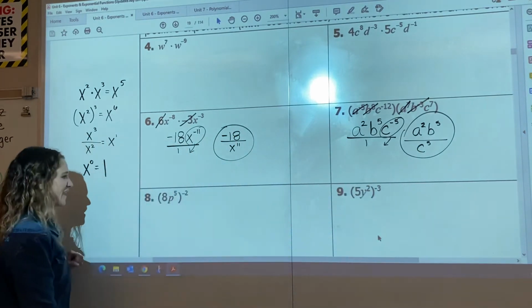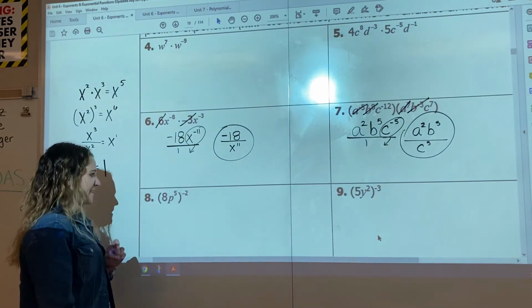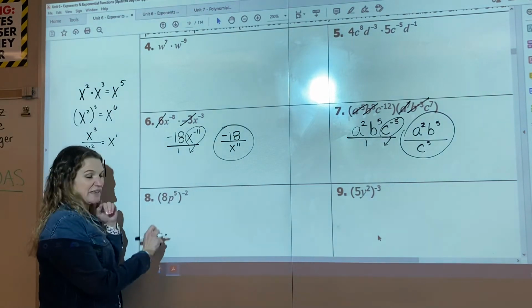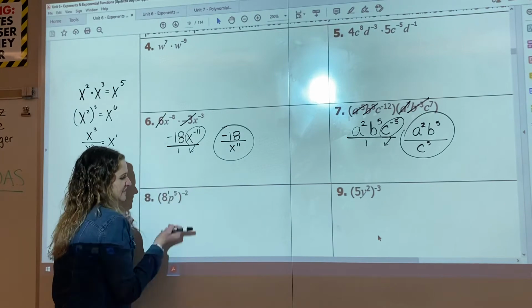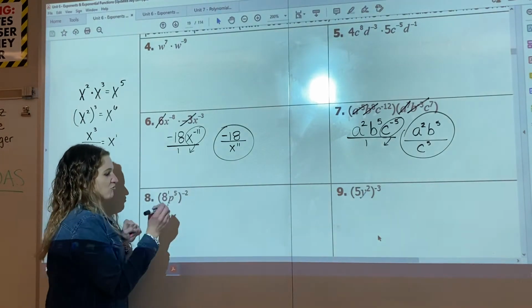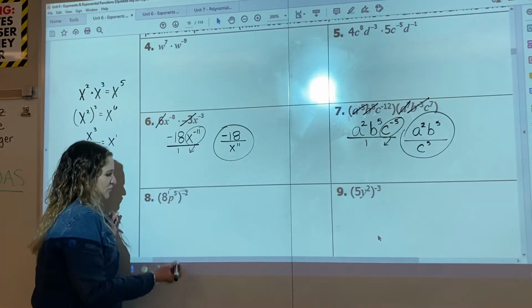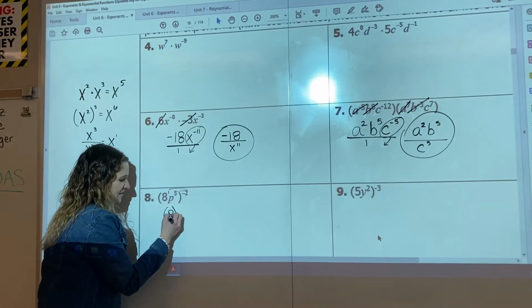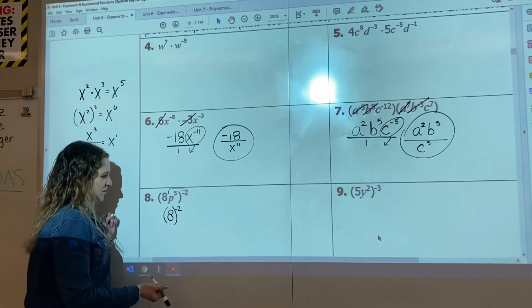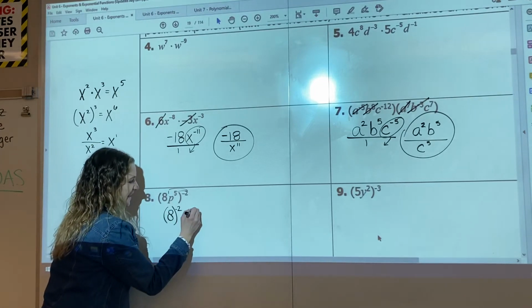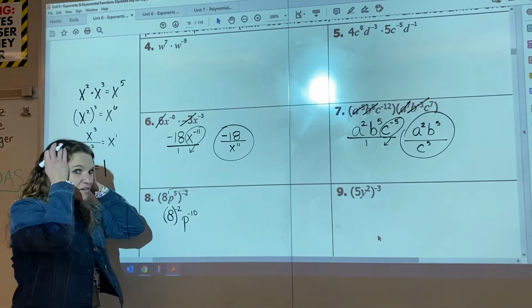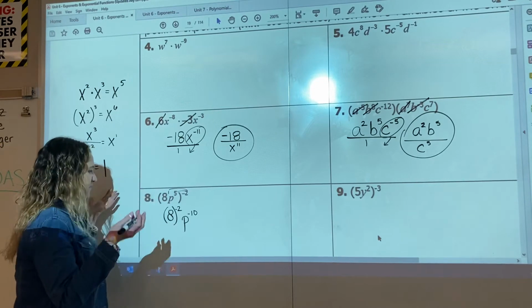Let's check out number 8. Alrighty, well, there are 2 bases in here. The first base is the 8 and the second base is the p. Remember, power to a power, we multiply. So I'm going to multiply both of those, giving me 8 to the negative 2nd power and p to the negative 10th power. Oh no, what do we do with this?